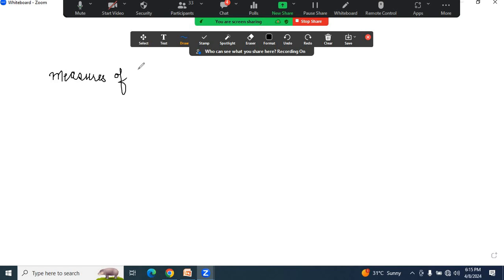Any idea what we include in measures of central tendency? Mean, median, mode. Right, mean, median, mode. Very good. What else? So basically in measures of central tendency, central means center, middle, right? So we have mean, which is basically the average.